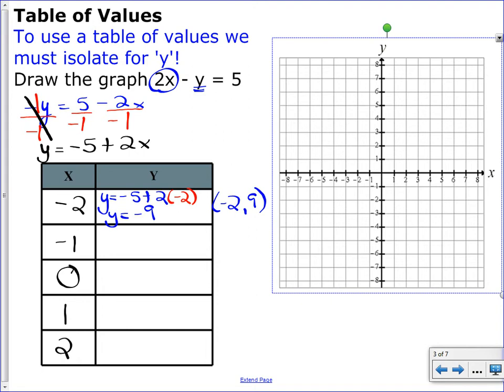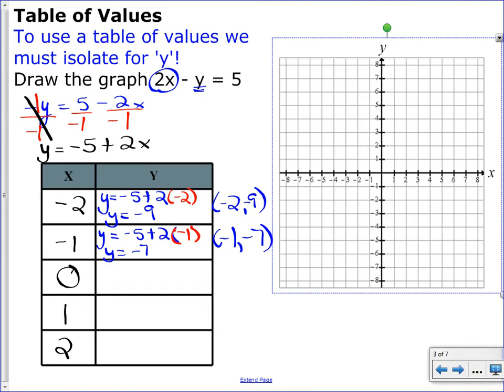Andreas, what will I write for my next one? And Joanna, what do I get when I simplify this? Good. So what would my ordered pair be there, Joe? -1, -7. Good. You guys are on the ball. Good stuff.